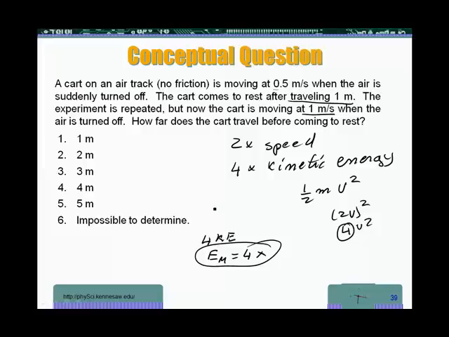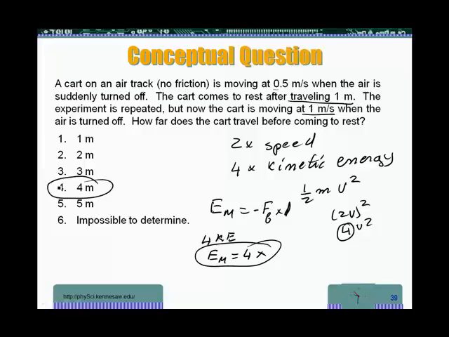So in the first case we had EM, in the second case we had 4 times EM. And the same force expended them. And the way friction force does work is F friction times D with a negative sign, remember, since they are opposite in direction. So if I have 4 times the distance, 4 times the mechanical energy, since F is the same, I need 4 times the distance. So it's going to be 4 meters.